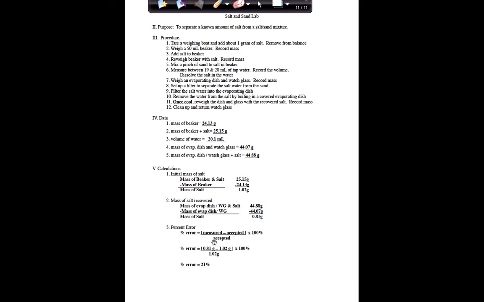So guys, let me get all my scribbles out of the way. Let me zoom back in and let me give you the time to get this all dialed in.